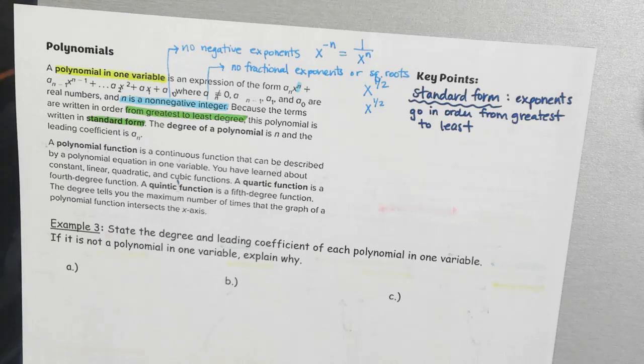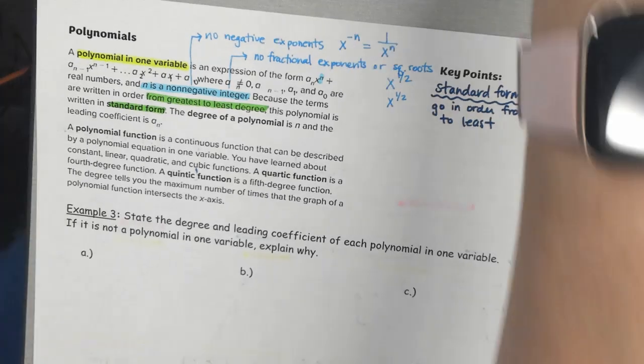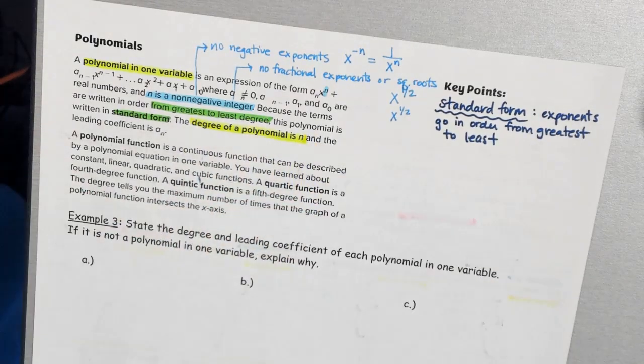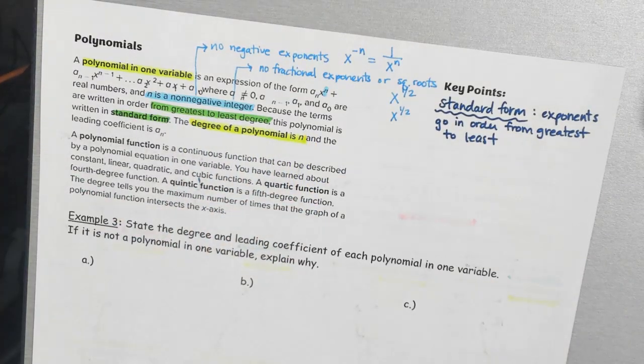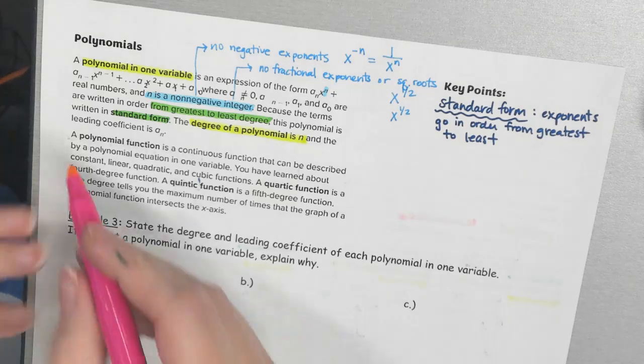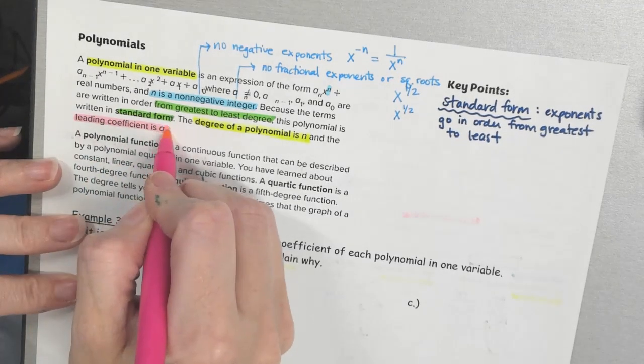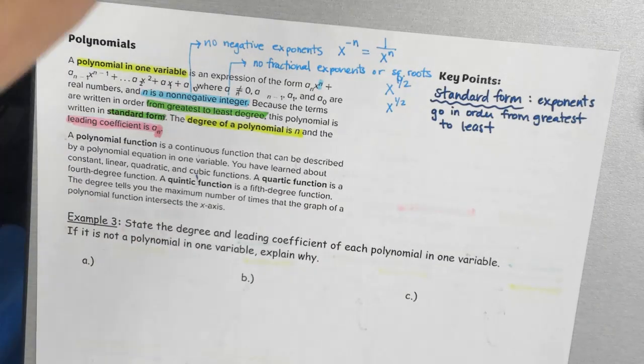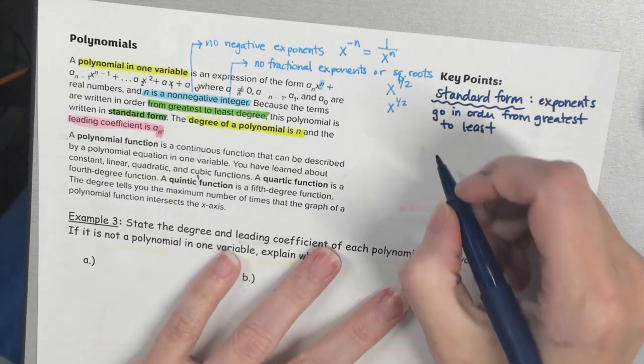Okay, and then the degree of the polynomial is n. And the leading coefficient is a sub n. A sub n is just the notation they give for the leading coefficient. It's just a number. And we are going to have to find the degree.